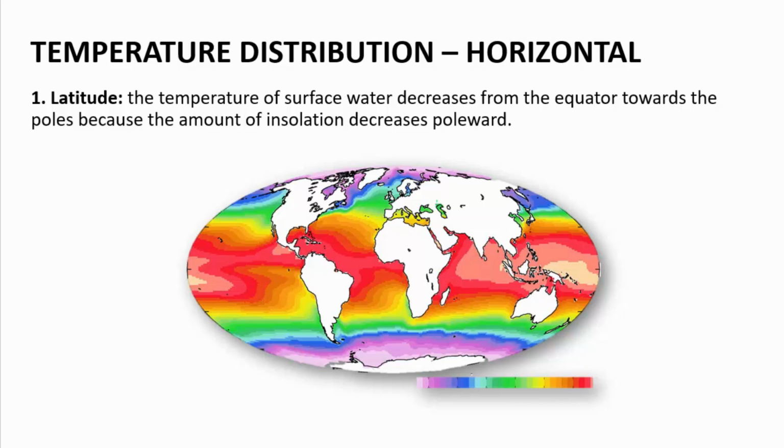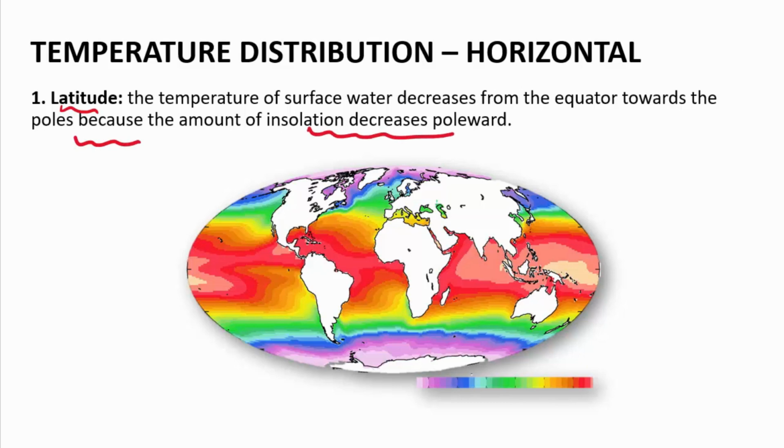That is, temperature distribution with the change of latitude. Now, it also depends upon several factors. The first factor is simply the latitude. The temperature of the surface water decreases from the equator towards the poles because the amount of insolation decreases poleward.